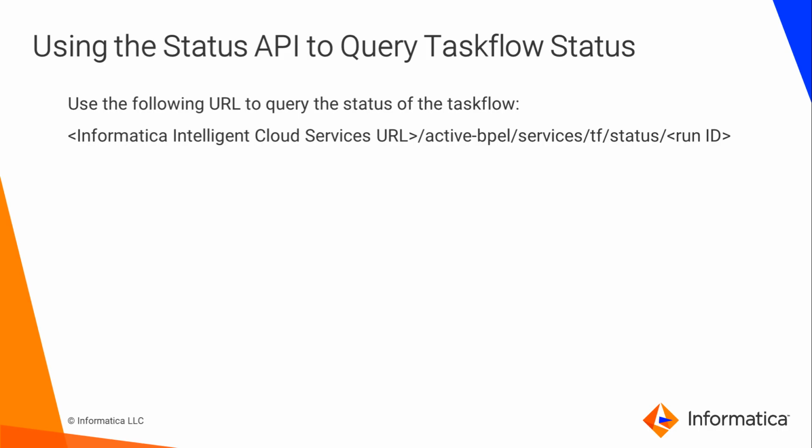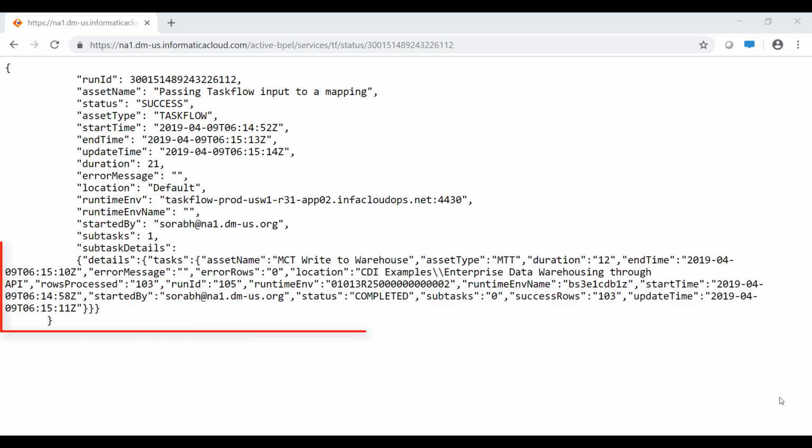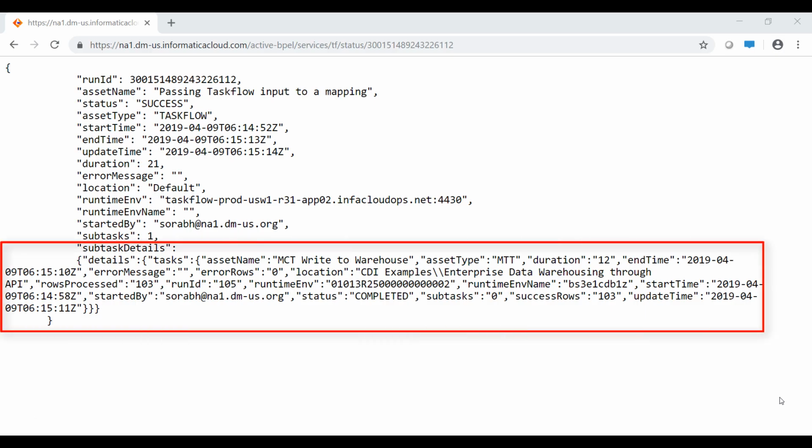You can also use the Status API to query the status of the task flow based on the run ID. Use this URL to query the status of the task flow. Paste the URL into a browser to invoke the Status API. The Status API shows the details of the task flow execution, including the details of the tasks used within the task flow.